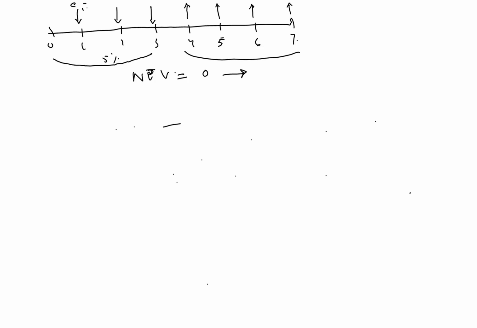Now, for example, this may continue after period 7. This can turn out to be a perpetual annuity, a constant growth annuity. So you can employ a constant growth annuity here with positive cash flows.